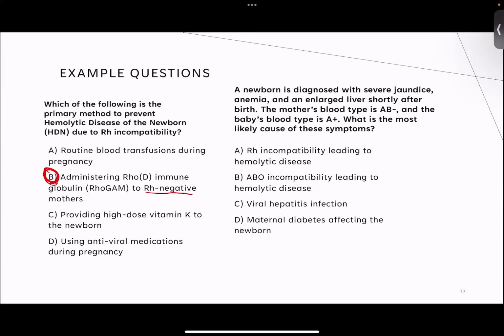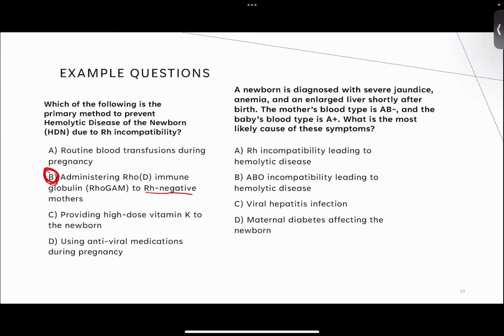We don't do blood transfusions during pregnancy. We don't want to replace the mother's blood with positive blood because the mother's body is going to attack the positive blood. We don't provide vitamin K to the newborn. The vitamin K isn't going to have anything to do with the mother's immune response to the baby. And we don't provide antiviral medications during pregnancy because viruses aren't what is causing this issue. So it's going to be B, RhoGAM.